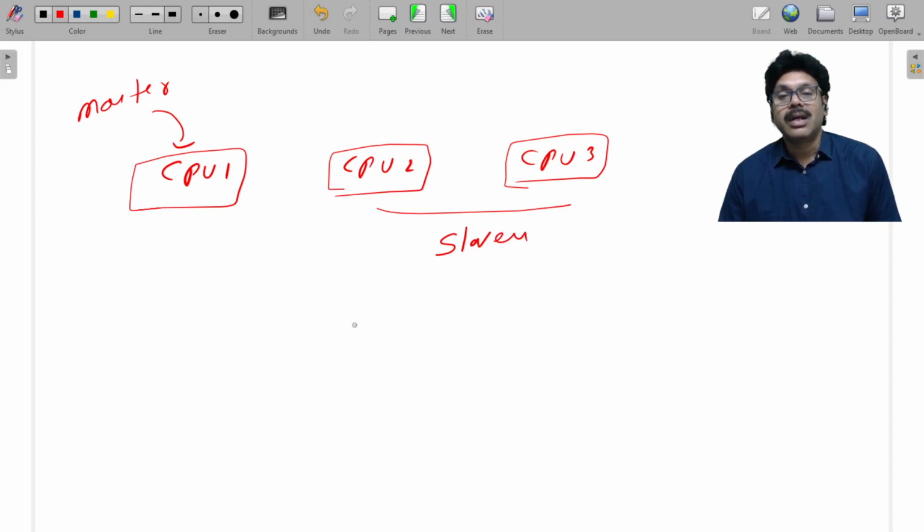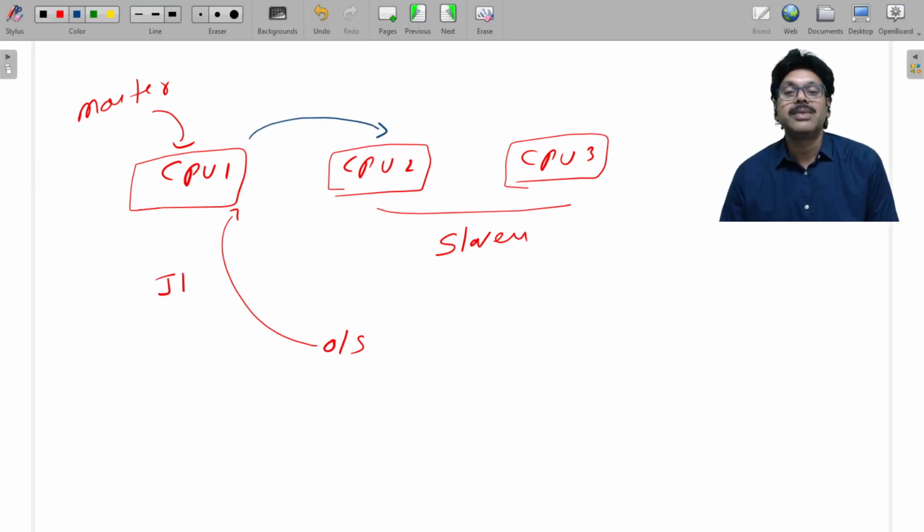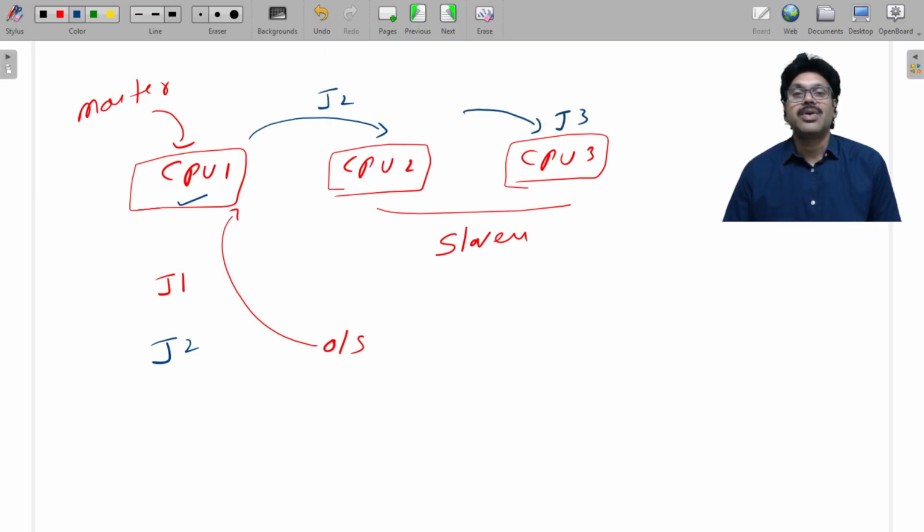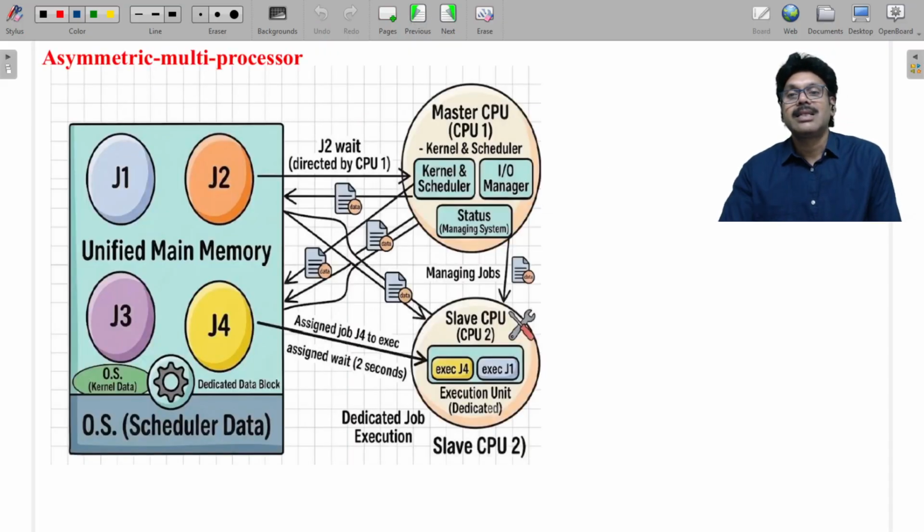Whenever a command comes from the operating system regarding a job, I want to execute job 1, CPU 1 takes that instruction and decides to whom to give that job, CPU 2 or CPU 3. Then again one more job request comes. It first comes to the master CPU, then it allocates to the next processor. So taking the job and assigning it to some other processors is the concept of asymmetric. Master CPUs and slave CPUs.